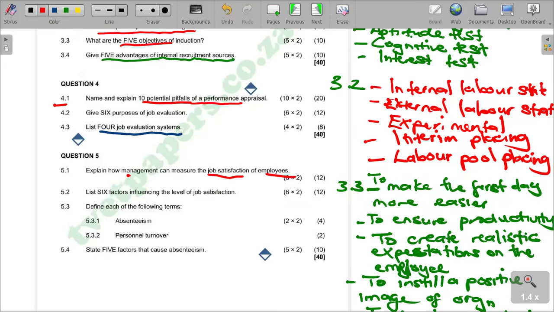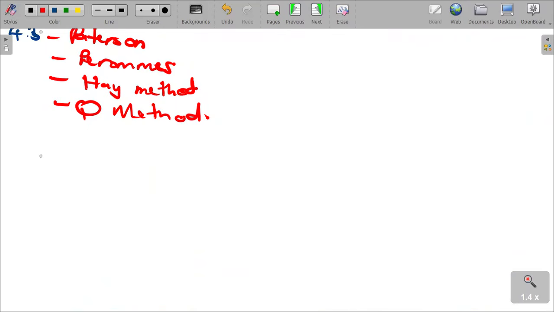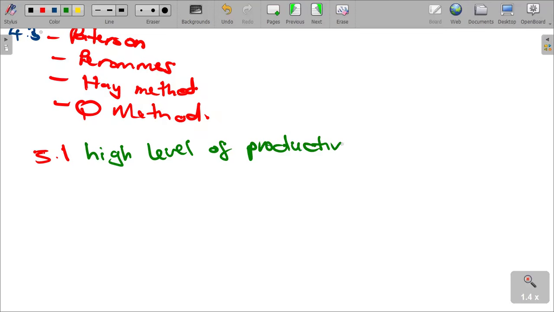Right. They measure by, for example, there are indicators that might show that employees are happy at work, that they are satisfied. How? By a high level of productivity. If the organizational productivity is high, it shows that employees are satisfied with their job.